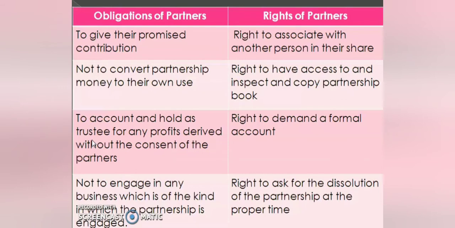So, the number 4 obligations of partners is not to engage in any business which is of the kind in which the partnership is engaged. Article 1789, an industrial partner cannot engage in business for himself unless the partnership expressly permits him to do so. And if he should do so, the capitalist partners may either exclude him from the firm or avail themselves of the benefits which he may have obtained in violations of this provision with a right to damages in either case.